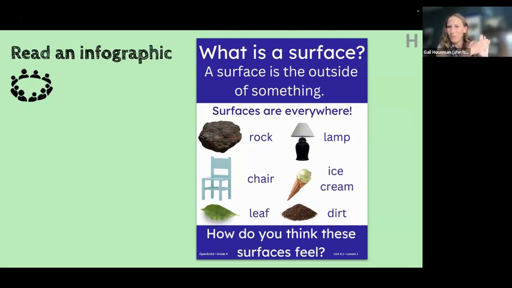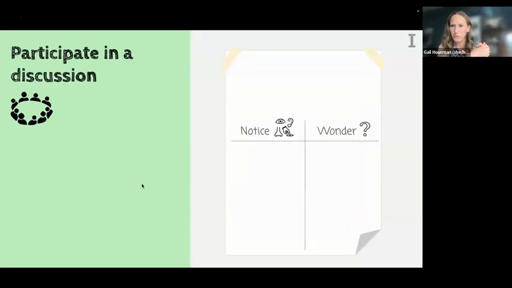So we're going to add the word surface to our word wall so that we can keep using this word to talk about the things we're doing in science. But now we get a chance to say, okay, we've got our notices and wonders. And Janita, you can flip to the next slide, back to our notice and wonder chart. And we've got that word surface in our heads to think about the outsides of things that we can feel or touch. And we know that when we're working as scientists, we ask questions about the world and then try to go figure out the answers.